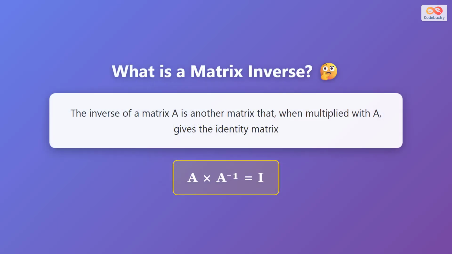What exactly is a matrix inverse? The inverse of a matrix A is another matrix that, when multiplied with A, gives us the identity matrix. Mathematically, we write this as A times A inverse equals I, where I represents the identity matrix. Think of it like how multiplying a number by its reciprocal gives you one. Matrix inversion is similar, but for matrices.